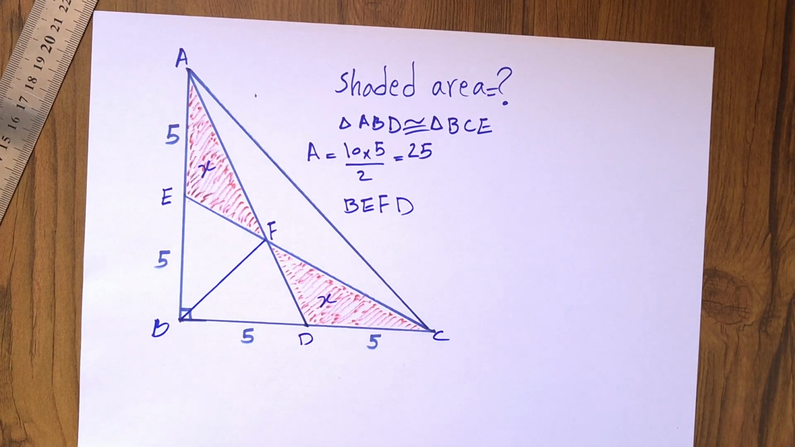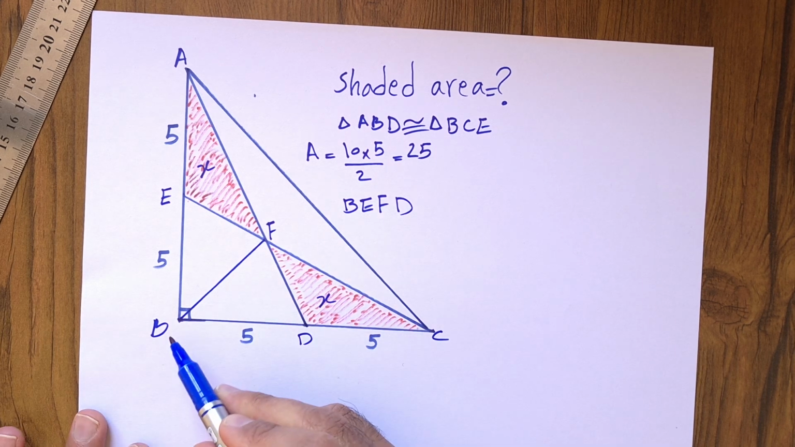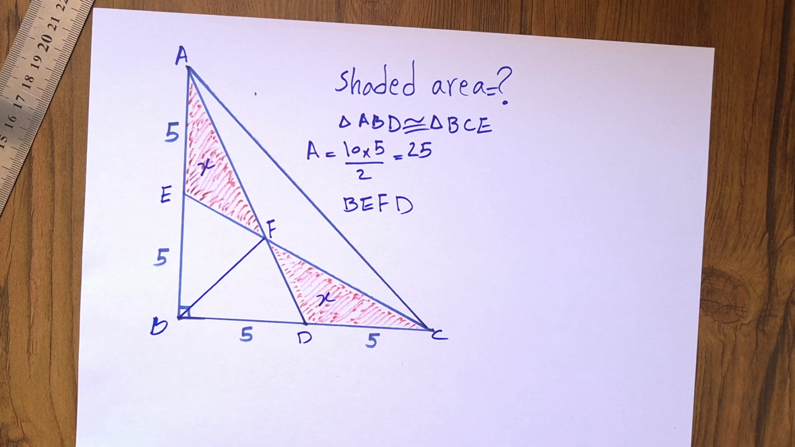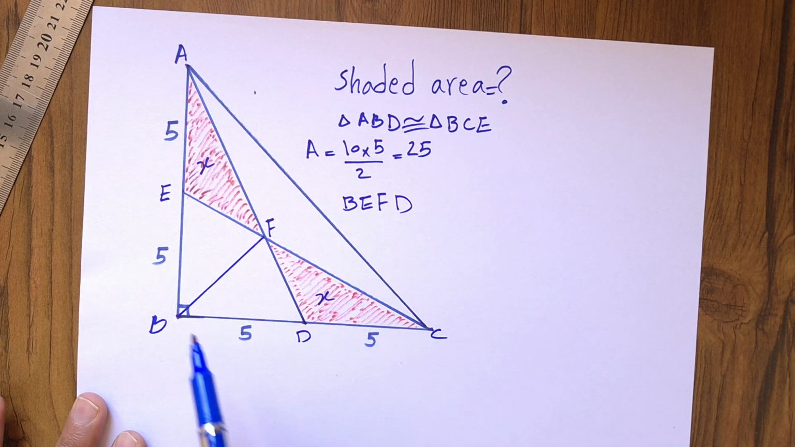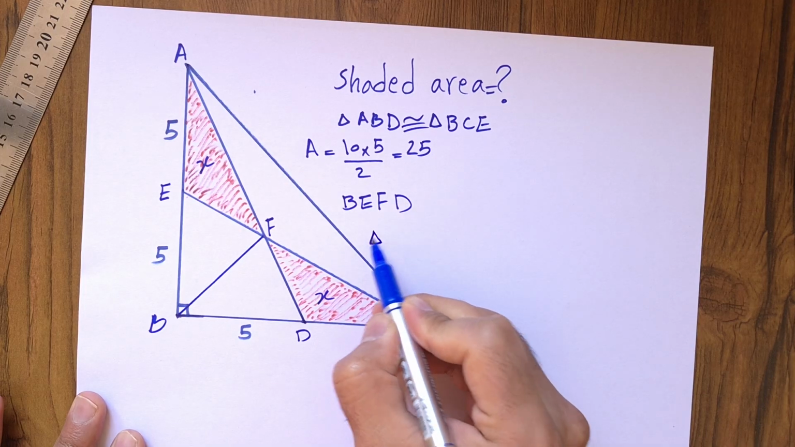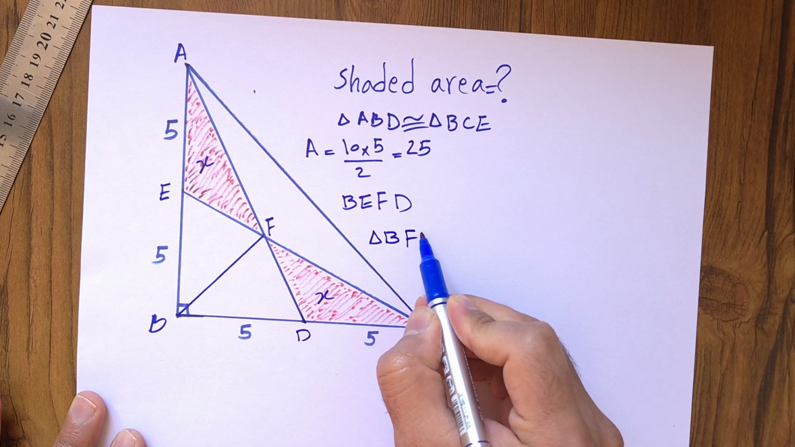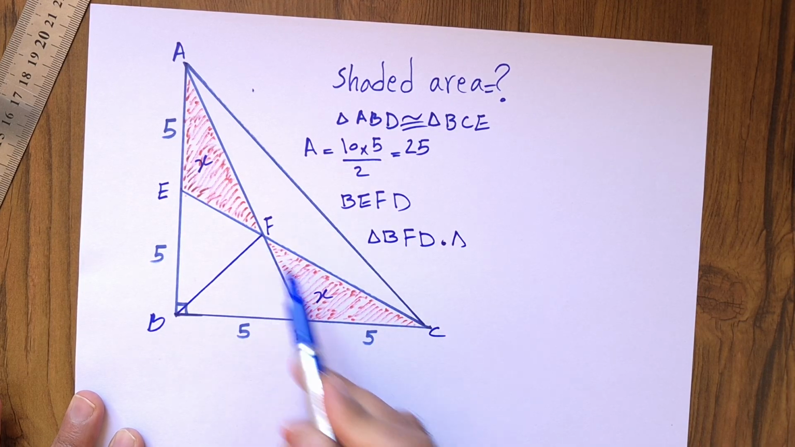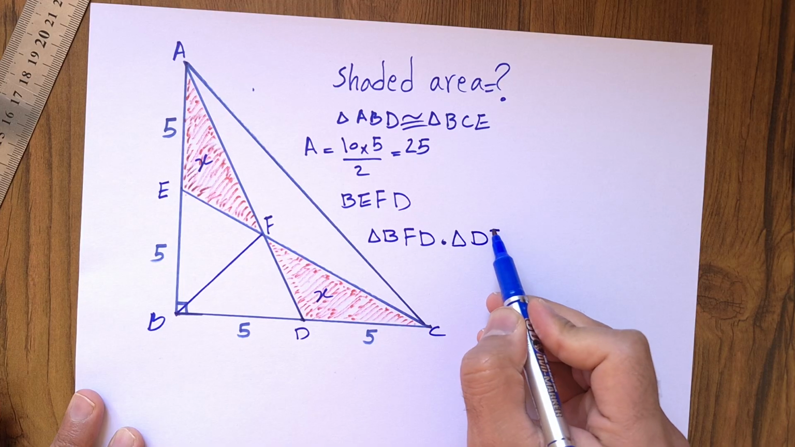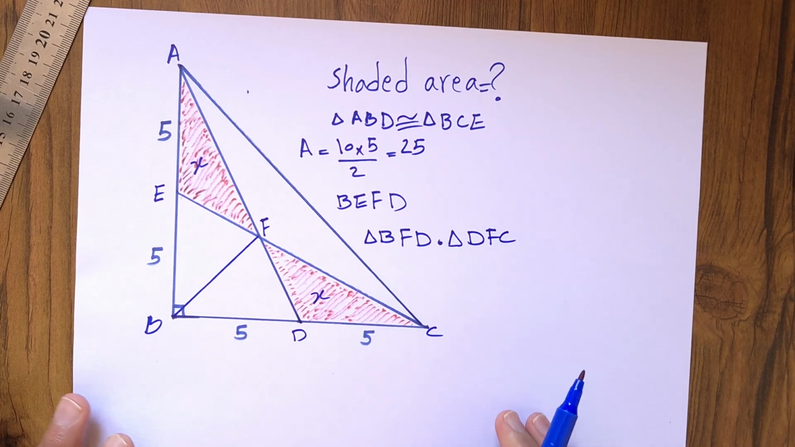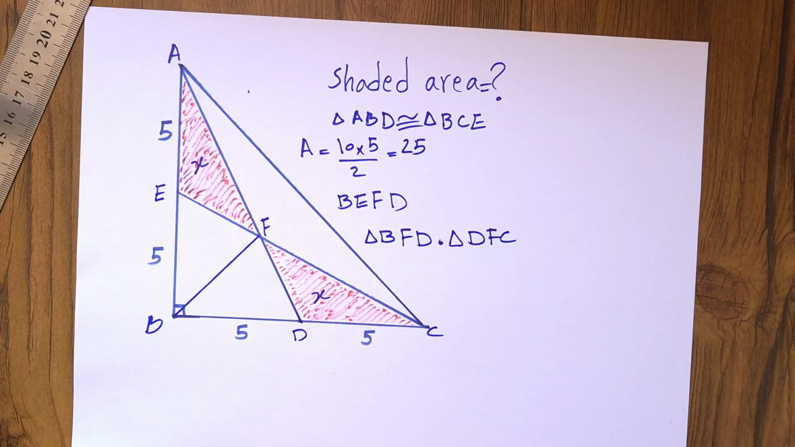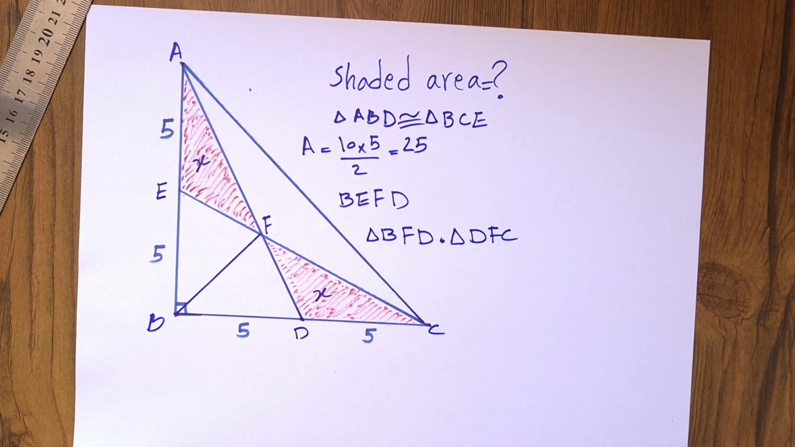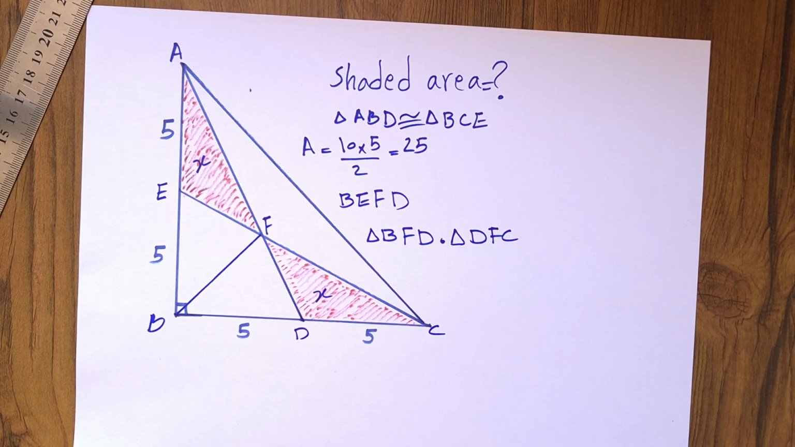So that's another step towards the solution. Now let's focus on line BF, okay? We drew a line here. Let's focus on triangle BFD and triangle DFC. What can you say about these two triangles in terms of the area? Obviously, they are not congruent because their shape is totally different, but we can say something about the areas, right?